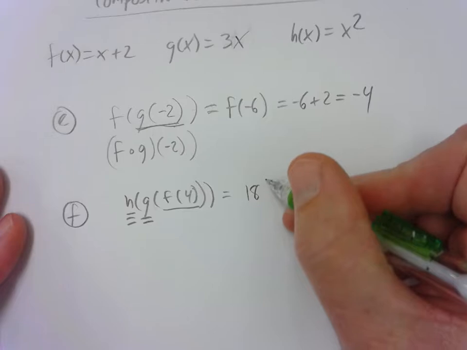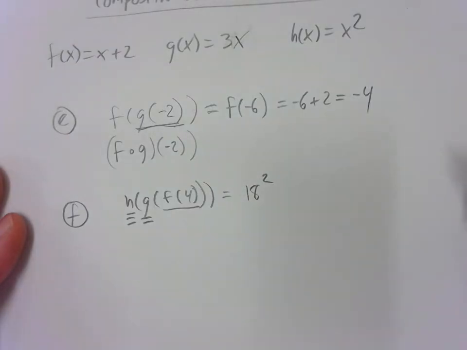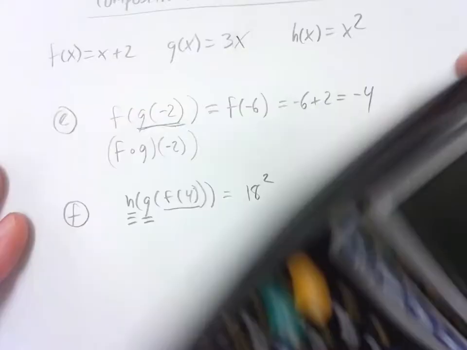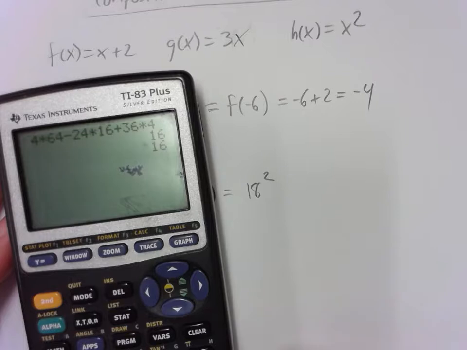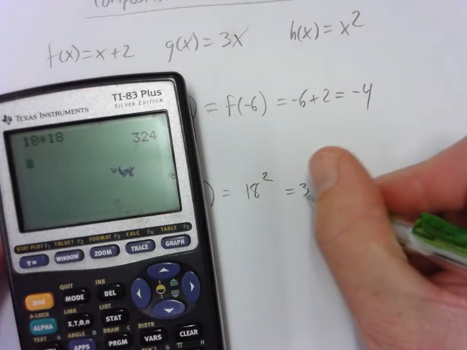So it's 18 squared. So it's 18 times 18, which is, oh geez, I should know what 18 times 18 is. Shame on me. 18 times 18 is 324. So it's 324.